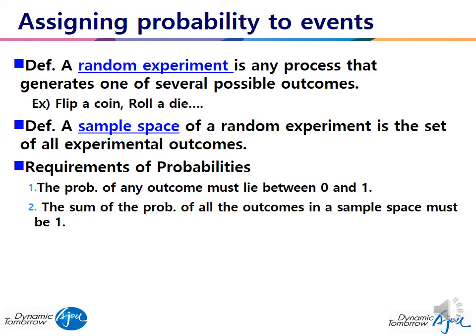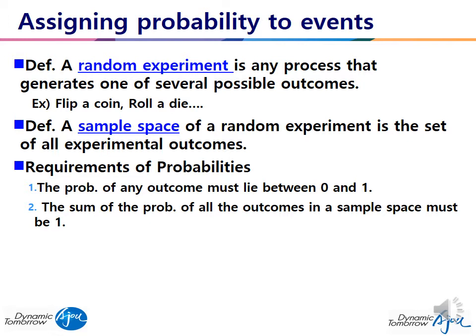What's the basic definition of a random experiment, sample space, and requirement of probability? Definition of a random experiment. A random experiment is any process that generates one or several possible outcomes. Example, flip a coin, roll a die. Several possible outcomes. Let's see. In flipping a coin case, what is the outcome? Heads and tails. Roll a die: 1, 2, 3, 4, 5, 6.